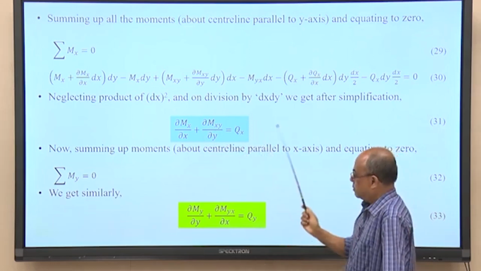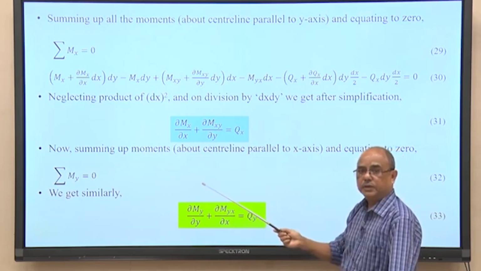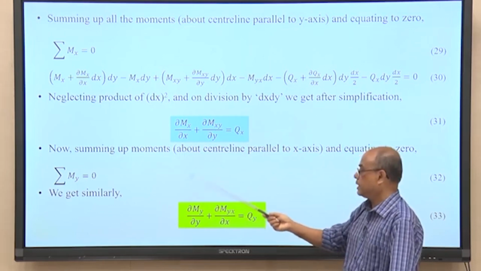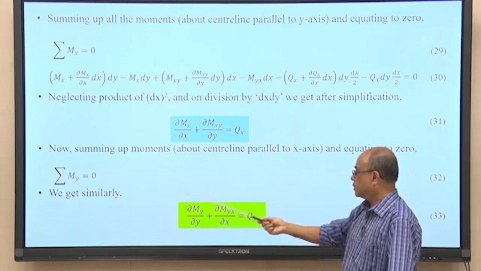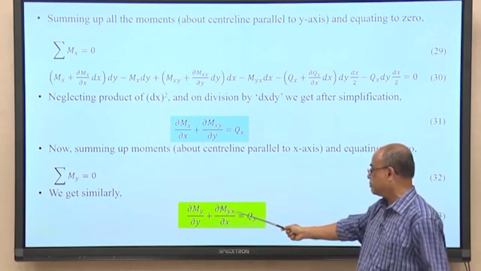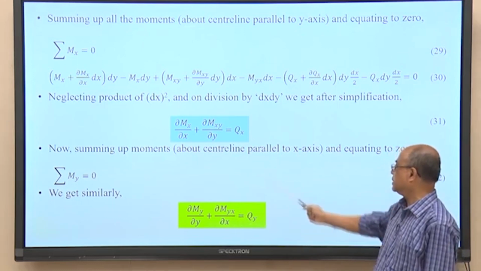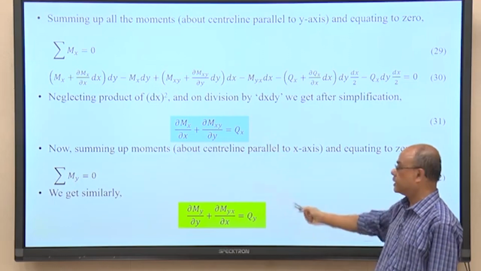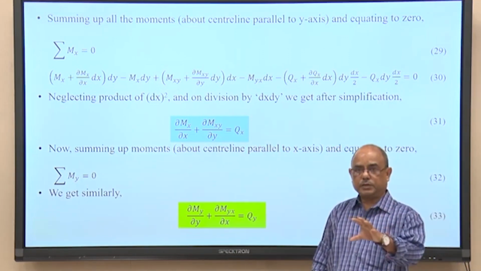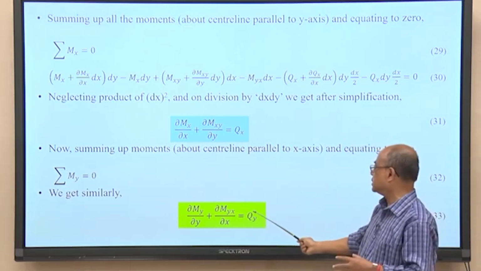Similarly, by summing up all the moments and equating to 0 about the x axis, that means moment along the y axis, we get this equation: del My by del y plus del Myx by del x equal to Qy. So, these two equations are very important, which relate the bending moment and twisting moment with the shear force.